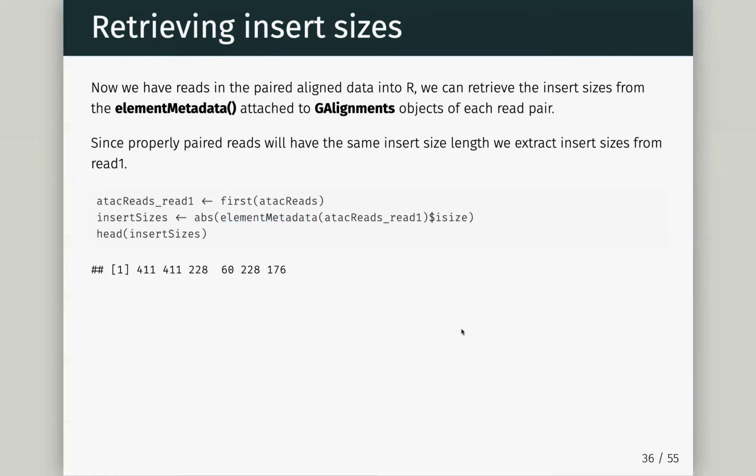This can be positive or negative depending on the orientation of the read, how far away. That doesn't matter to us. We just want the absolute fragment size, insert size. So we'll do abs, and that turns any of these values into positive. And if I just look at the head, I can see my fragment lengths here.